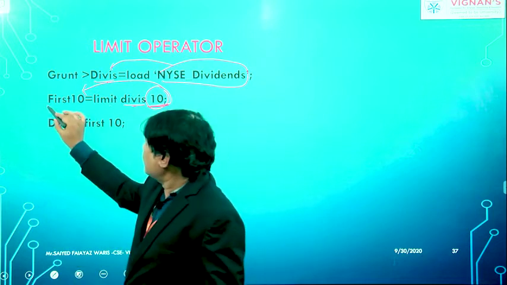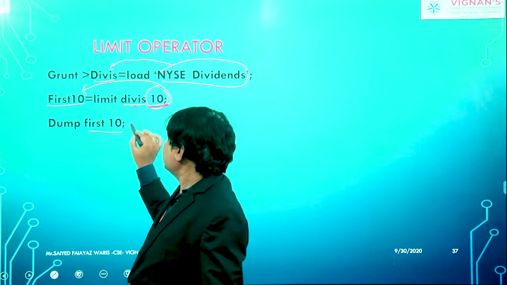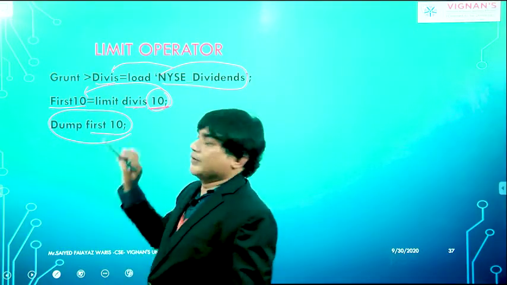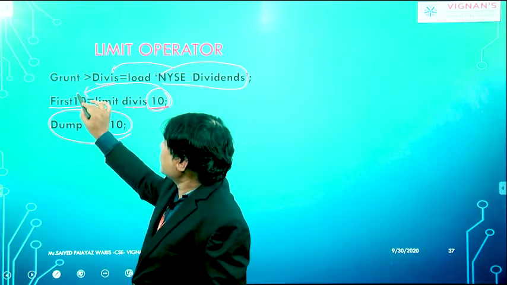It is also another relation. And then what do I do? I just put dump first 10. It means I am going to get the 10 records from this relation.